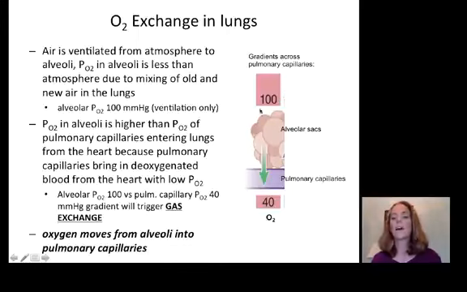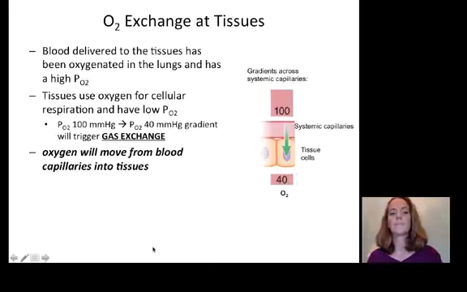So that's a good amount of oxygen, and because now the partial pressure of oxygen in the alveoli is higher than the oxygen in the blood that has just come from the heart, then we're going to diffuse from 100 down to 40. So the alveoli partial pressure of oxygen is 100. The pulmonary capillaries coming into the lungs from the heart are at 40. This is going to trigger gas exchange. Oxygen is going to move from the alveoli into the pulmonary capillaries.